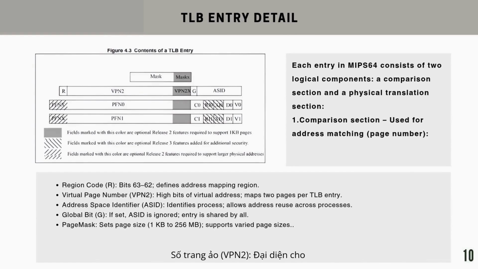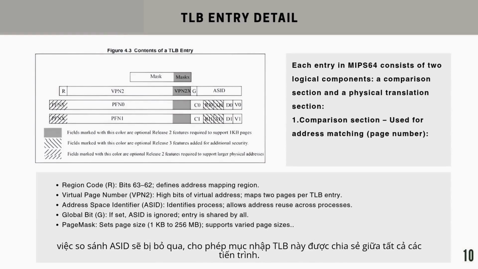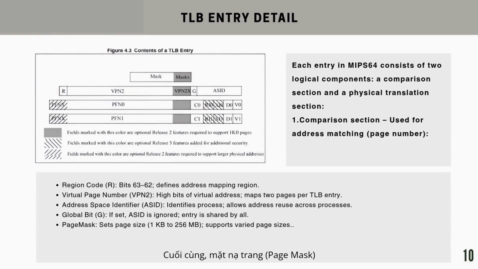Virtual page number, VPN2. This represents the high-order bits of the virtual address, effectively divided by 2 because one TLB entry maps 2 pages. The next one, address space identifier, ASID. This field identifies the specific process to which the virtual address belongs. Global bit G. If this bit is set, the ASID comparison is ignored, allowing this particular TLB entry to be shared across all processes. And the last one, page mask.